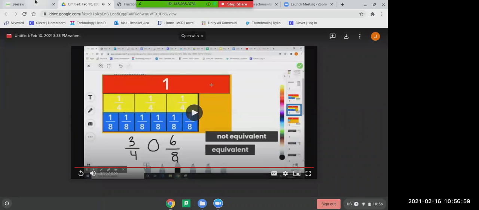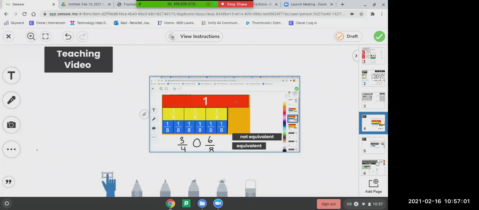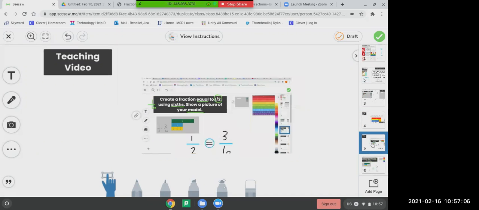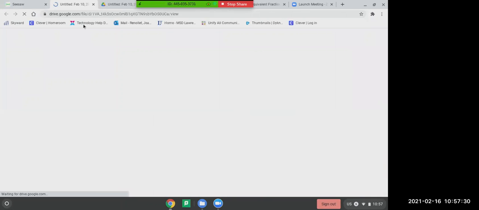Great job focusing your attention. Let's go ahead and move to slide number 5. Slide number 5 is going to teach us more about how to build a model. We just saw the task where you can recognize and identify if fractions are equivalent or not equivalent. But this video is going to show us how to create a model just like you're going to be doing today. I'm going to play the video.